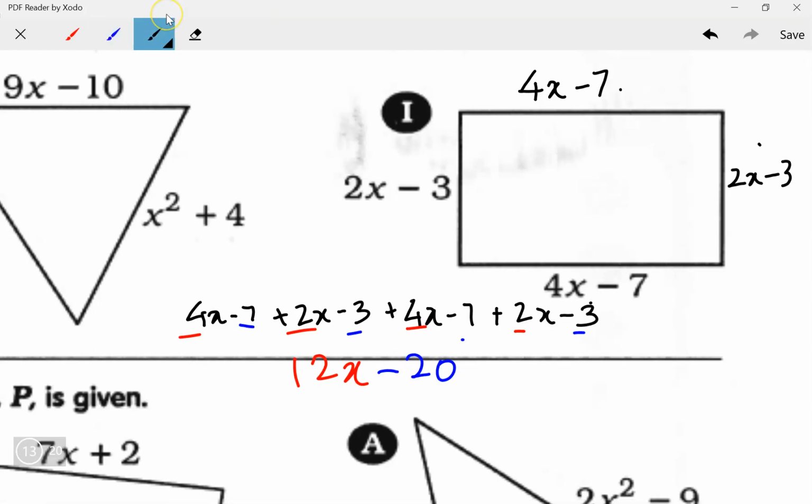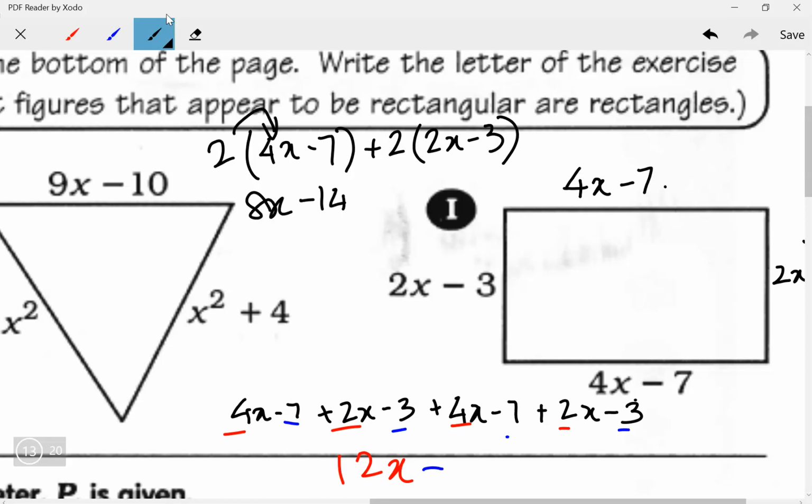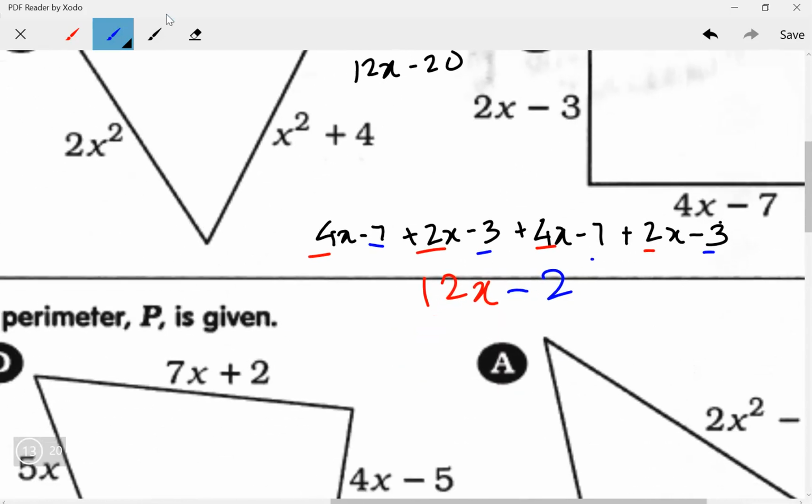If you were maybe a bit more fancy, you would do 2 times 4x minus 7 plus 2 times 2x minus 3, and simplify it this way. You would get 8x minus 14 using distributive property, plus 4x minus 6, which would again give me 12x minus 20 after I collected like terms. So again, same idea, different ways of doing it. Both are equally correct.